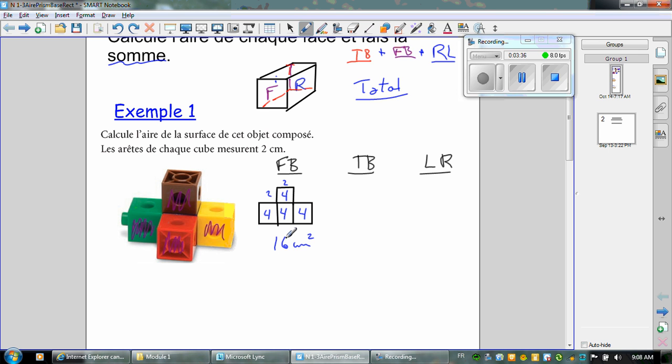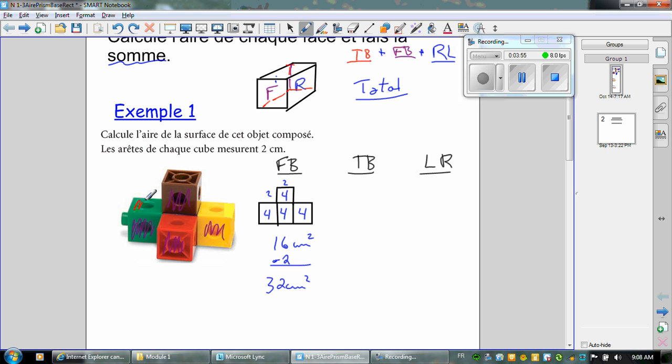Now, this is the front. The back would be the same. If I were to look directly behind, I would see the same shape. So I just double that to get 32 centimeters squared, and that is the front back. Now let's take a look at the top.